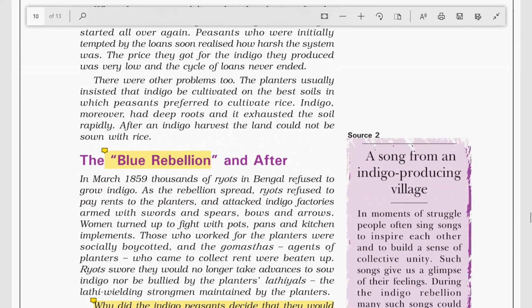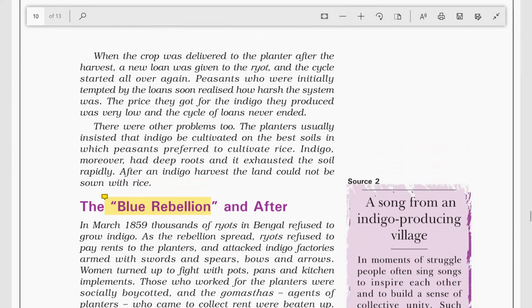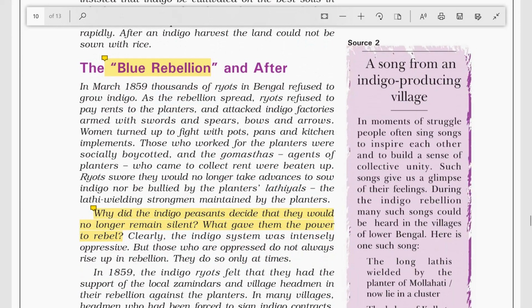Now we can see the condition of indigo planters. It was not that good. These indigo cultivators had to pay a lot, and their condition was very poor.